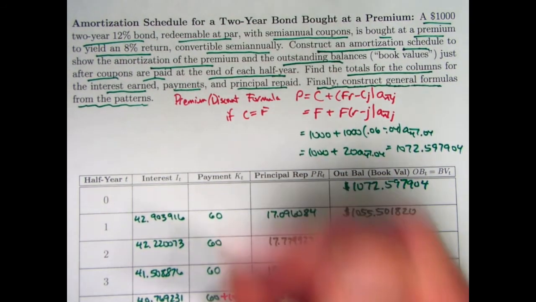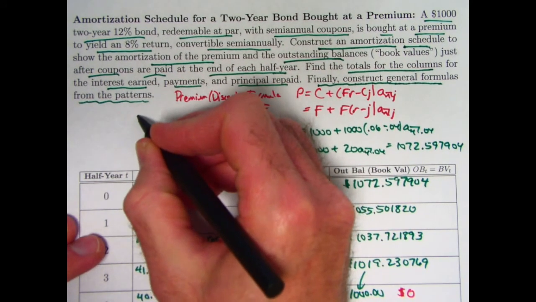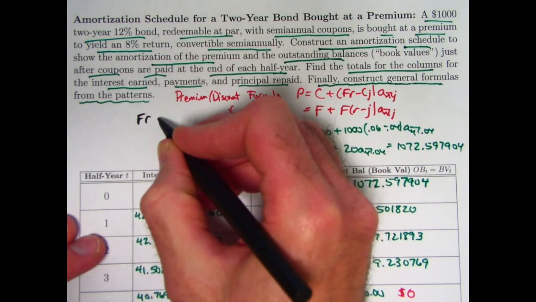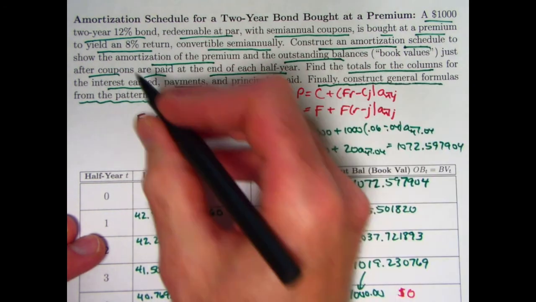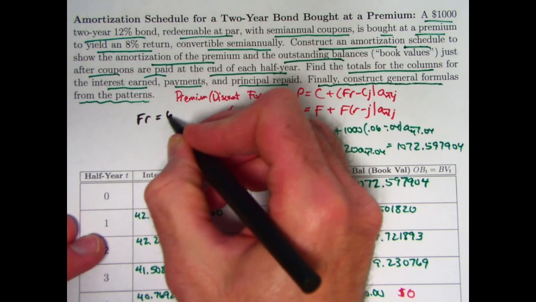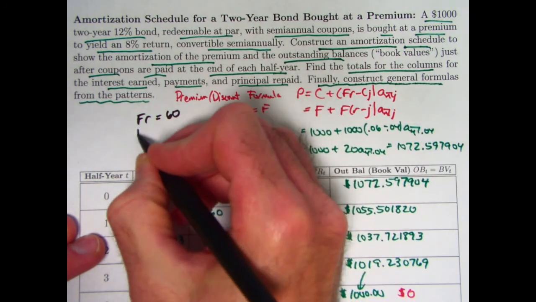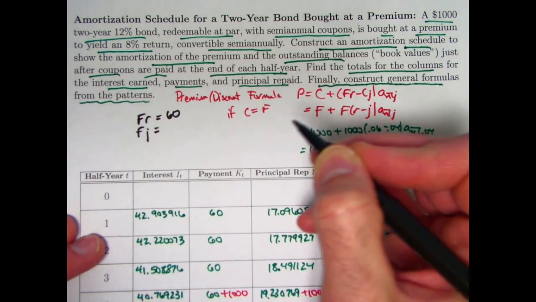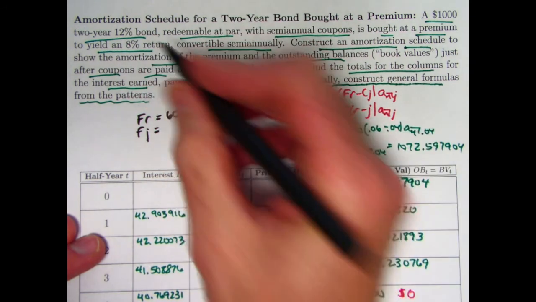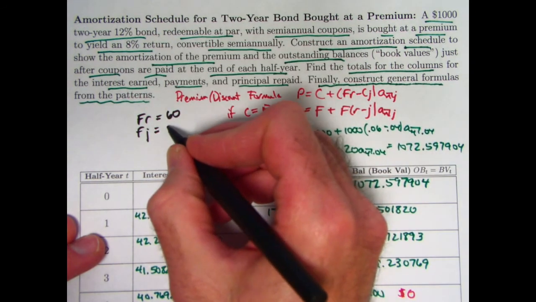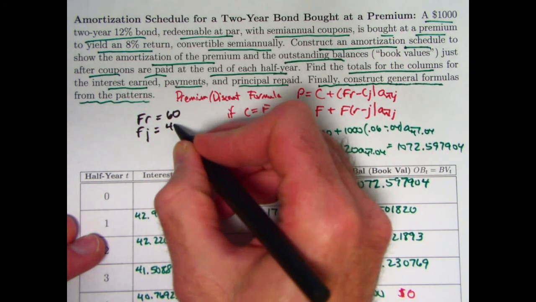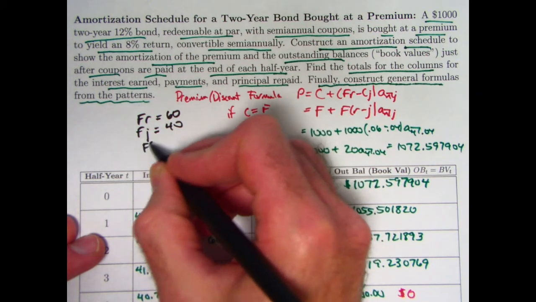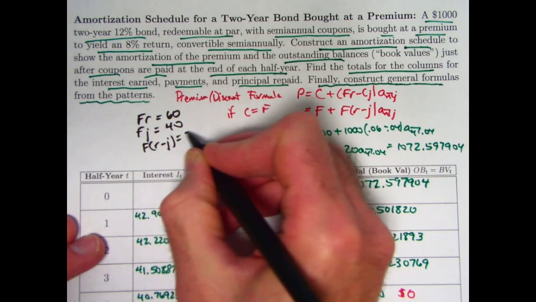It might be helpful before I embark on doing this to realize that in this example, F times R, the $1,000 times 6%, is the coupon amount, 60. F times J, it turns out, could be helpful to think about as well. That's 1,000 times the semi-annual yield rate of 4%, which is 40. F times (R minus J) is 20.